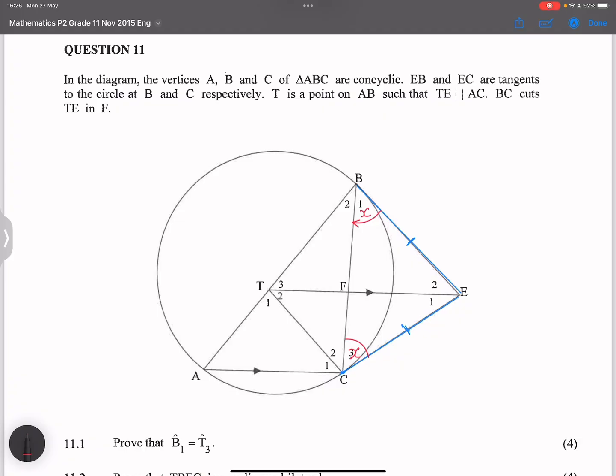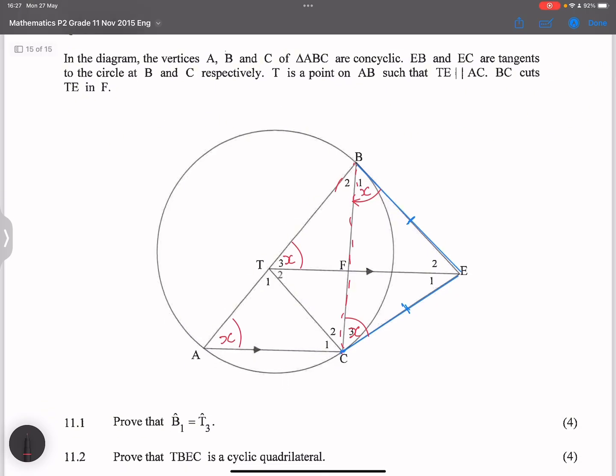But notice in this case, once again, we've got the tan chord theorem as well. So there's my chord, the angle opposite that chord. So that means A will be equal to X in this case. But please note, it means that also T3 will be equal to X, and the reason for that is that they are corresponding angles with A. There it is. They are corresponding angles. So now we've already proven that B1 is equal to T3.